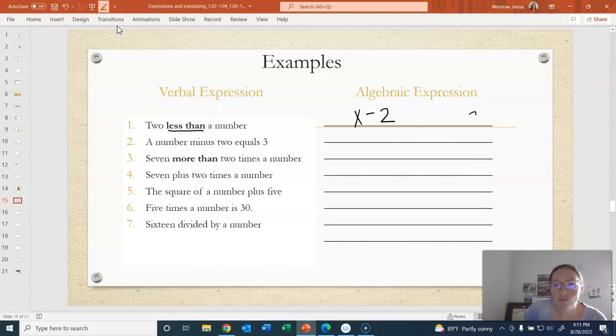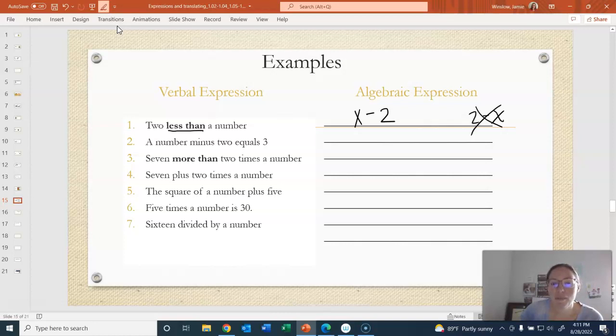You would not want to write 2 minus x. That's not 2 less than x. Like what if x was 10? Then our answer would be negative 8. That's not 2 less than x, that's 2 more than x actually. So make sure that when you see less than, it comes off the back of the thing. It's almost like in reverse.